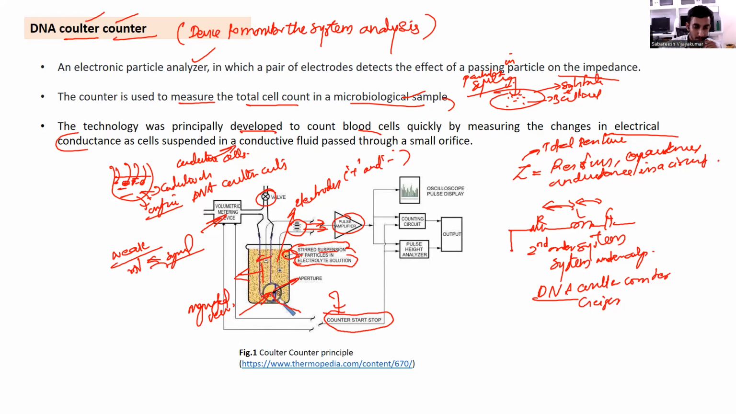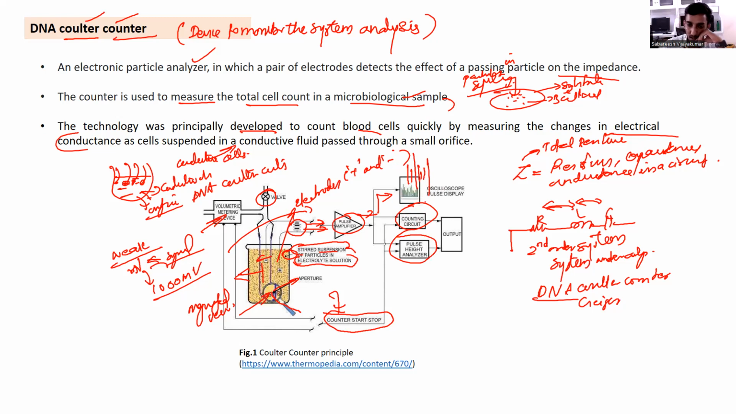So the signal will be amplified with the pulse amplifier and converted into several volts. After that, it will be converted into a range of around 1000 millivolts or so, and this signal will be separately fed into an oscilloscope pulse display, which displays the pulse detected. There is a counting circuit, and there is a pulse height analyzer.